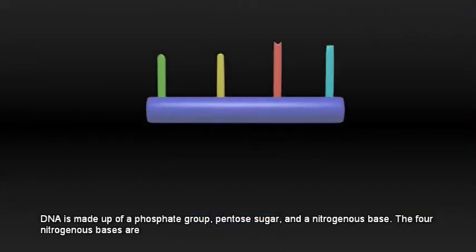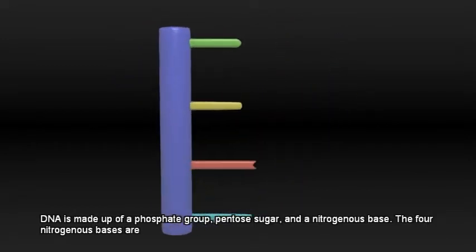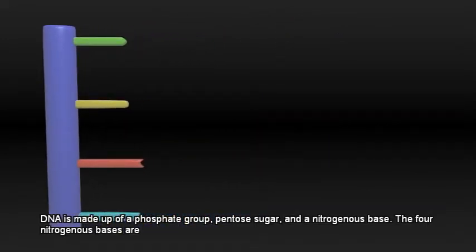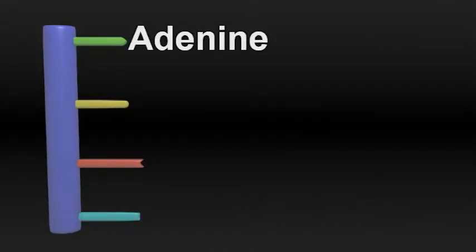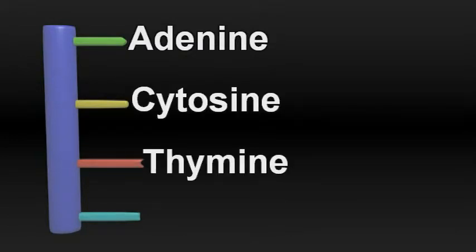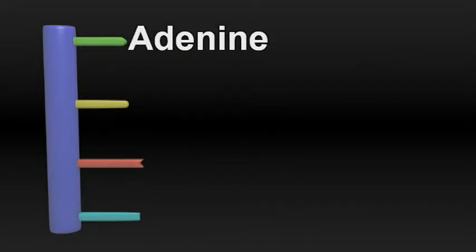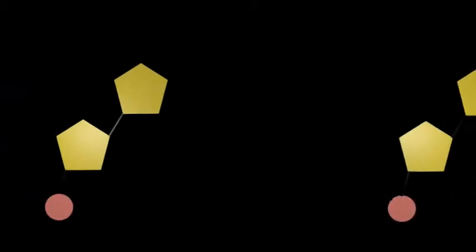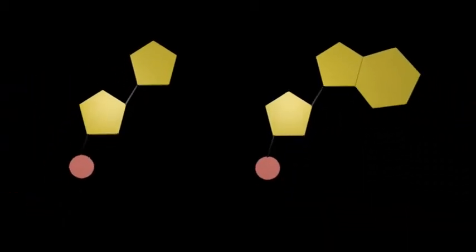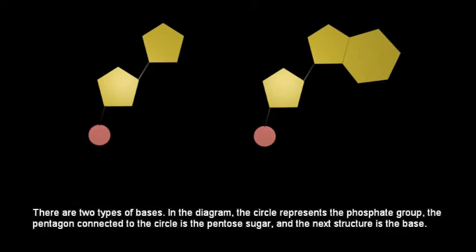DNA is made up of a phosphate group, pentose sugar, and a nitrogenous base. The four nitrogenous bases are adenine, cytosine, thymine, and guanine. There are two types of bases.